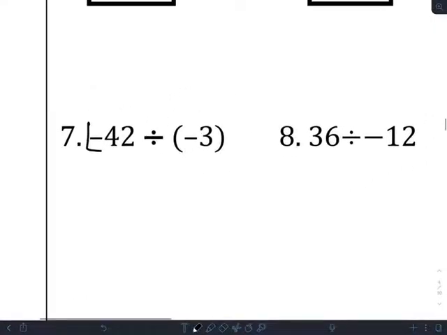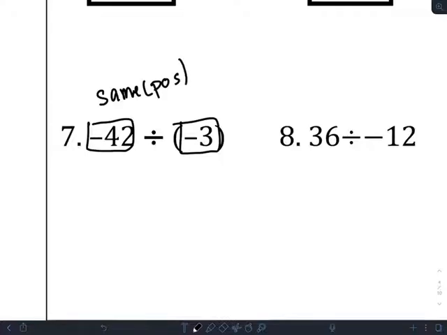Number 7. Negative 42 divided by negative 3. Same signs, right? Meaning that my answer is going to be what? Good. Positive. Negative 42 divided by 3, so it's going to be what, 14? Let's just double check it real quick. You can leave the negatives out of there. 3 goes into 4 one time. That's 3. 4 minus 3 is 1.